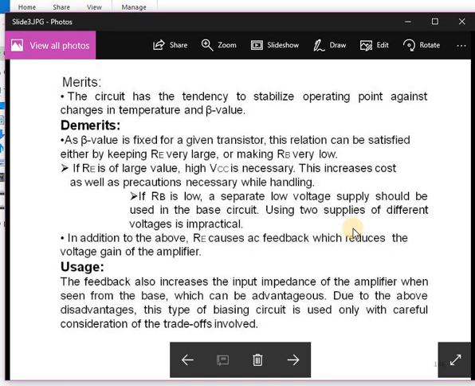Due to the above disadvantages, this type of biasing circuit is used only with careful consideration of the trade-offs involved. So due to these drawbacks, when you are using this type of biasing circuit, there will be a considerable need to weigh the trade-offs involved. So these are the main drawbacks in fixed bias with emitter feedback.